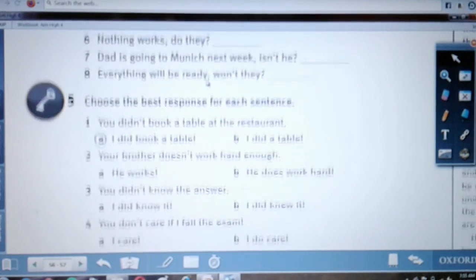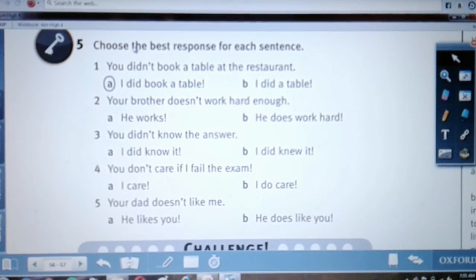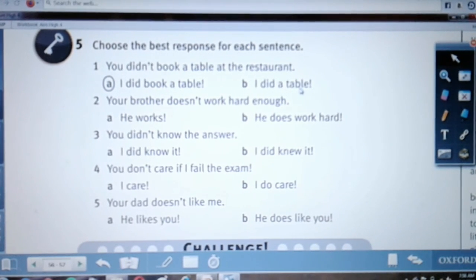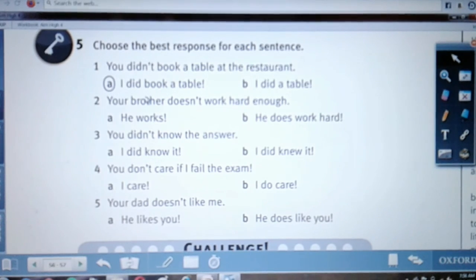And the last thing you have to do is part 5. You have to choose the best response to each sentence. Number 1, you didn't book a table at the restaurant. Oh, you were accused. So, your response would be, I did book a table. Not I did a table. Oh my god. What did you do to a table? So, you have to circle this, okay?